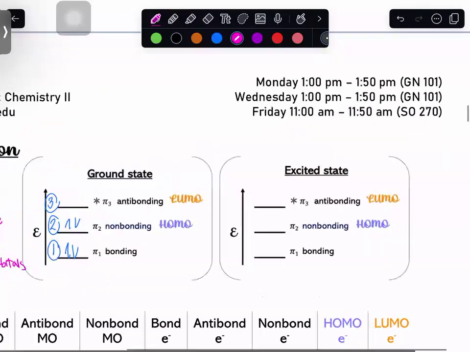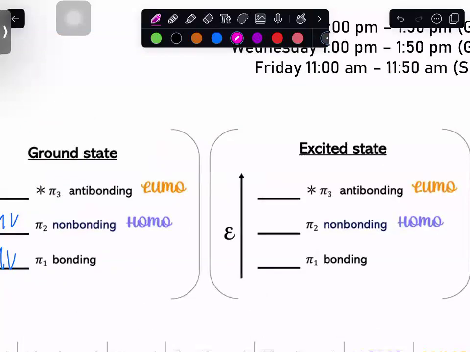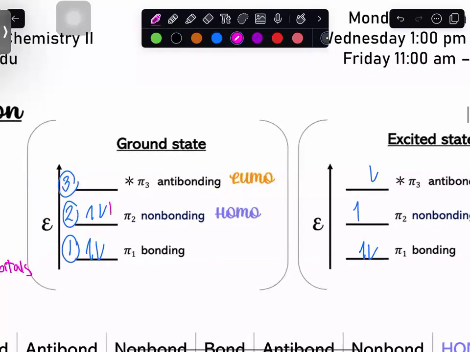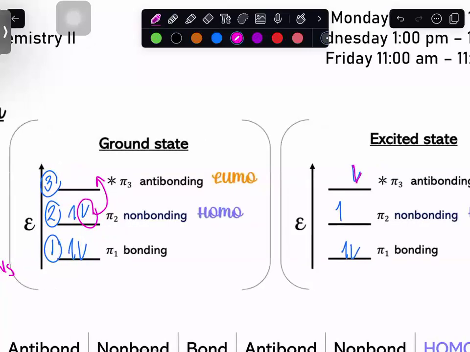So in the excited state, how many electrons is pi1 going to have? It still has 2. I never touched it. What about pi3? Now it has 1. Pi2, 1 as well. Just remember, I only take 1 HOMO electron up to LUMO, and that's it.